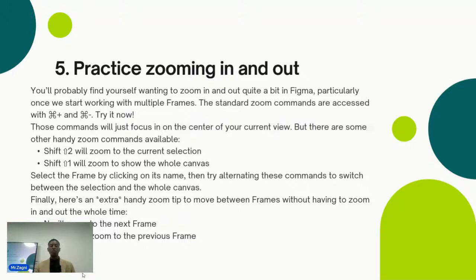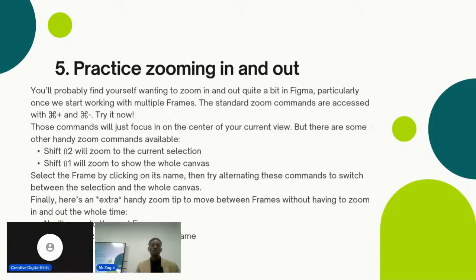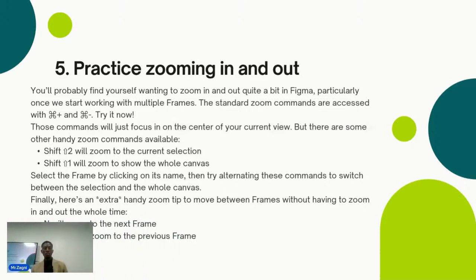Once you start working with multiple frames, the standard zoom commands are accessed with plus and minus. The command will just focus on the center of your current view, but there are some other handy zoom commands available. If you want to zoom in to the current selection, what you need to do is press Shift and then press up.